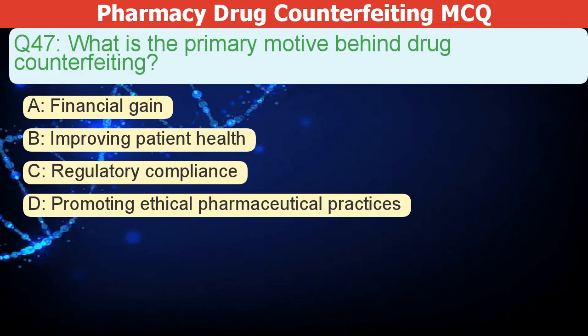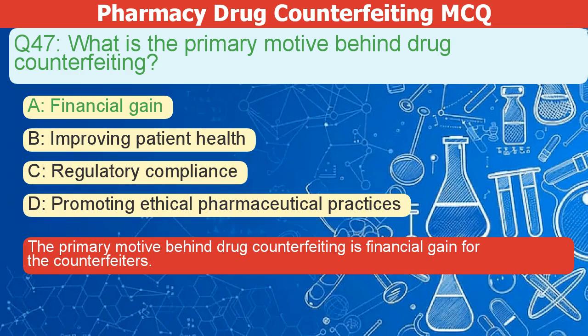What is the primary motive behind drug counterfeiting? A. Financial gain. B. Improving patient health. C. Regulatory compliance. D. Promoting ethical pharmaceutical practices. The correct answer is A. The primary motive behind drug counterfeiting is financial gain for the counterfeiters.